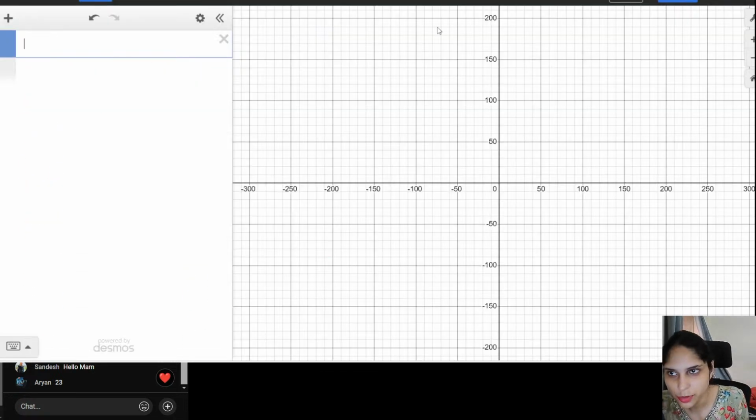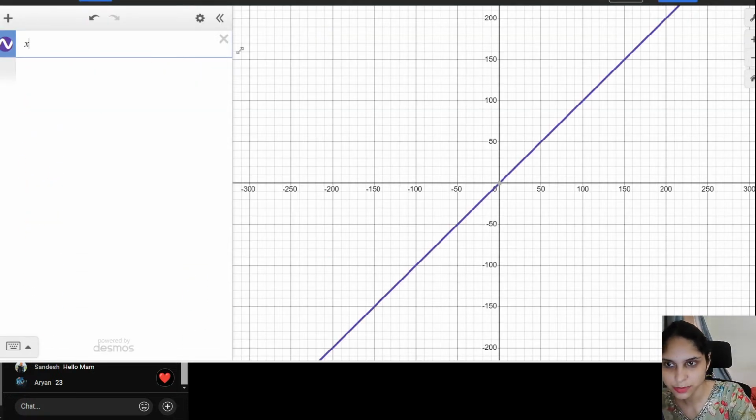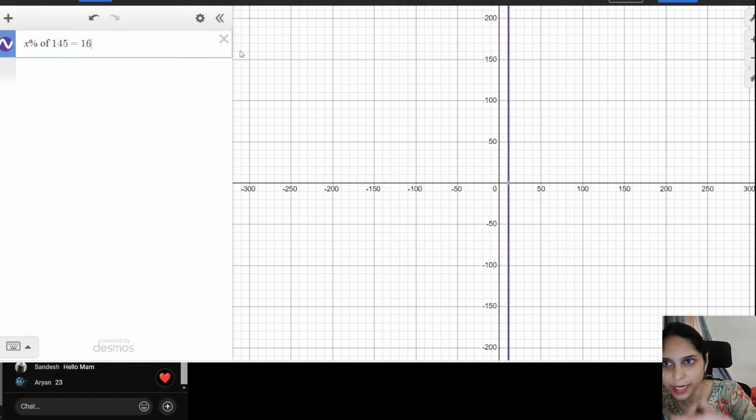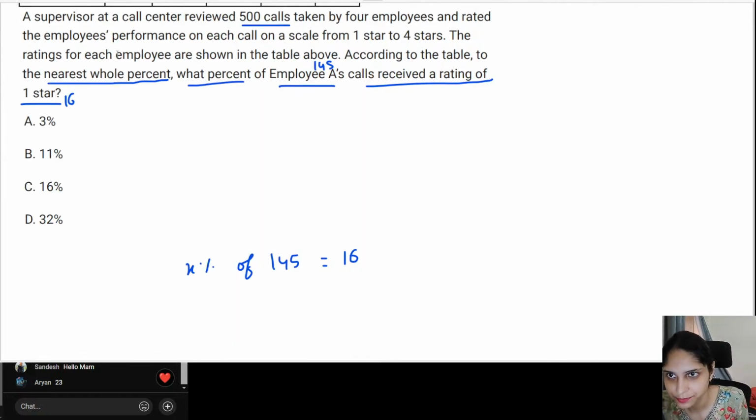Yeah, now you just go to Desmos. You don't have to do anything. X percent of 145 is equal to 16. So your job is to only identify what each variable means. Answer is 11.03. So that's 11%. Because you're getting X is equal to 11. Okay. Next is question number 36.